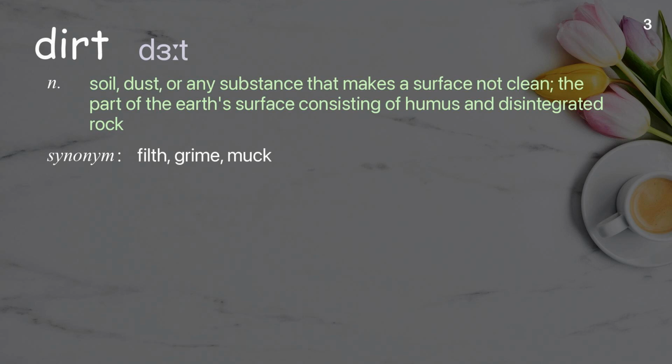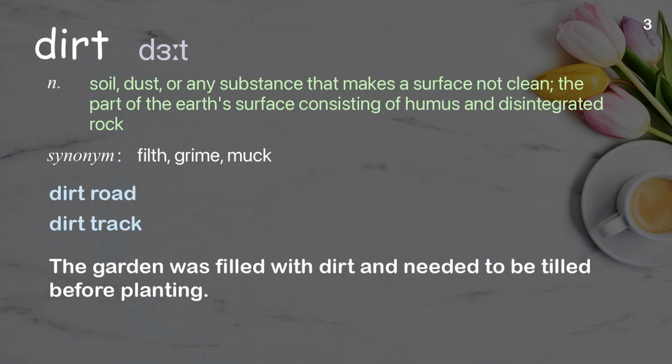Dirt. Soil, dust, or any substance that makes a surface not clean, the part of the Earth's surface consisting of humus and disintegrated rock. Examples: Dirt road. Dirt track. The garden was filled with dirt and needed to be tilled before planting.